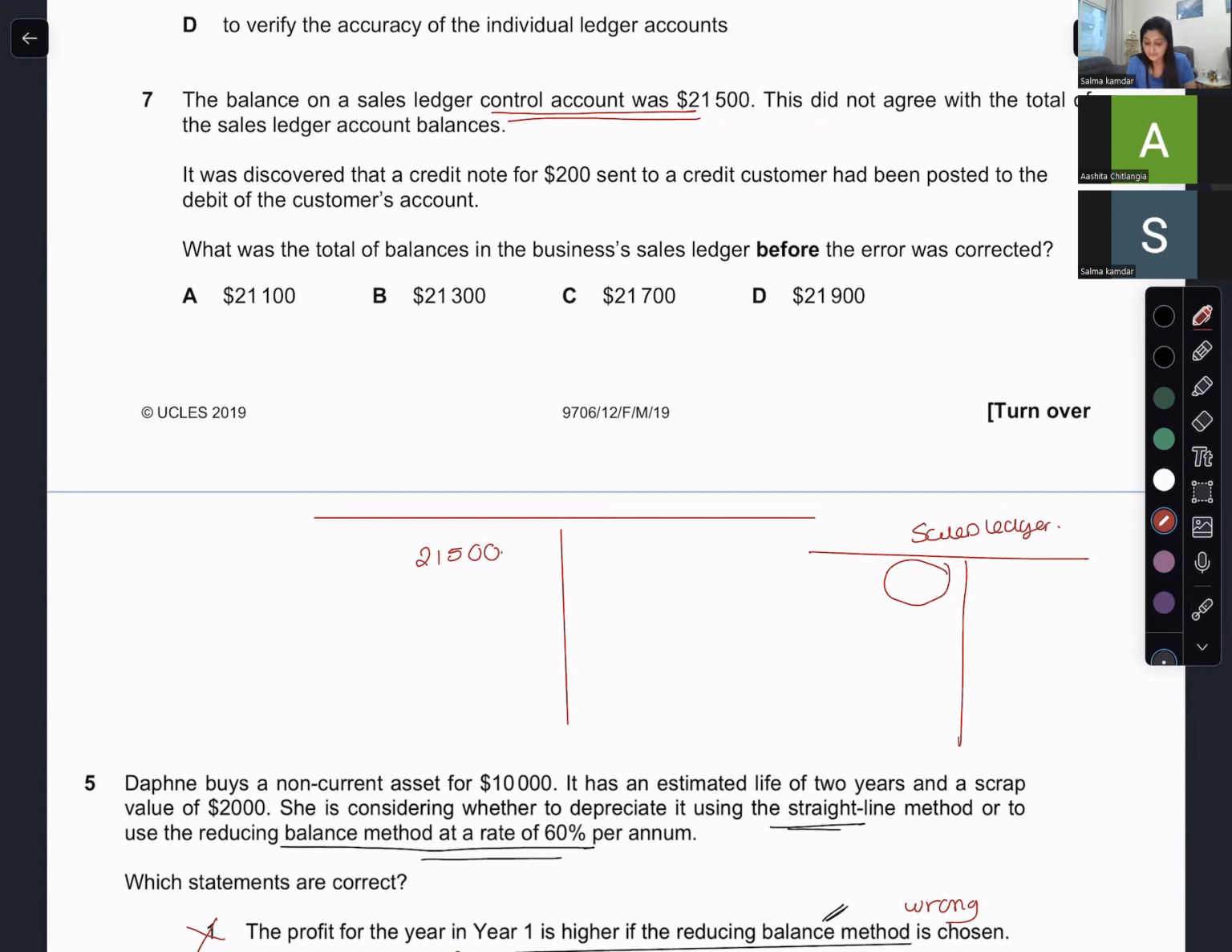A credit note of 200 sent to a credit customer had been posted to the debit side of the customer's account. So, credit note 200. What is this? This is a sales return. Sales return comes on which side? Credit side. Okay. And where did you write it? On the debit side.